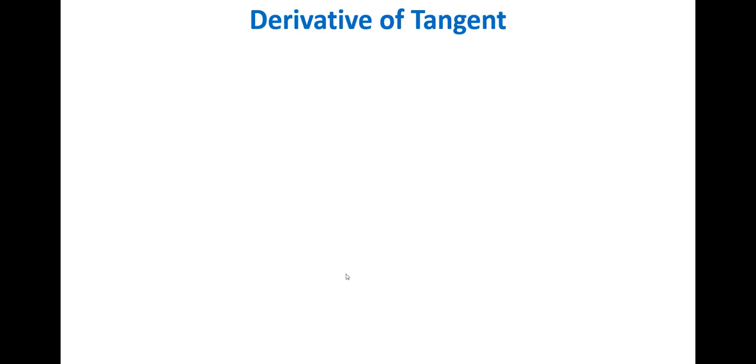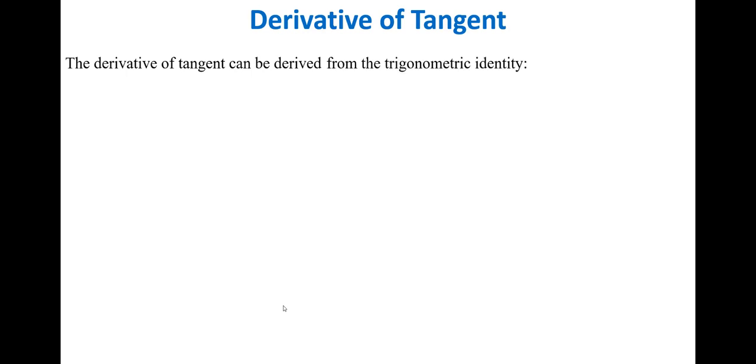Next, I'll talk about the derivative of tangent of x. I'm just going to say the derivative of tangent can be derived from the trigonometric identity of tangent of theta equals sine of theta over cosine of theta. And you can find the derivative of this now that you know quotient rule.